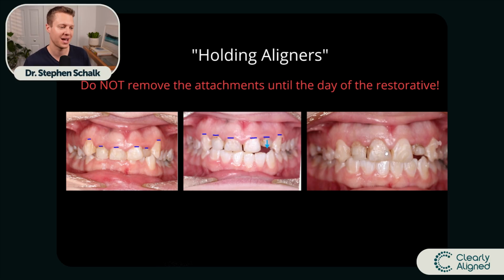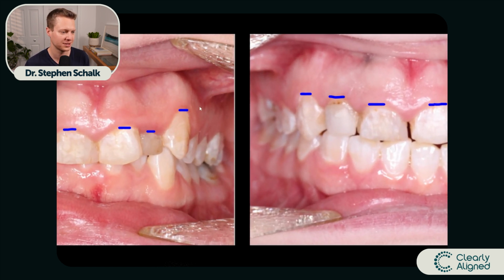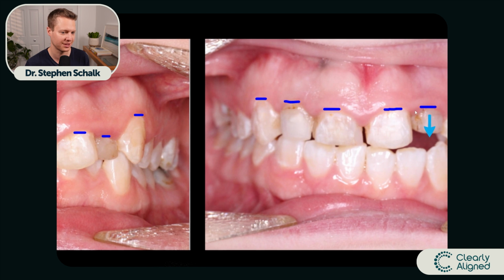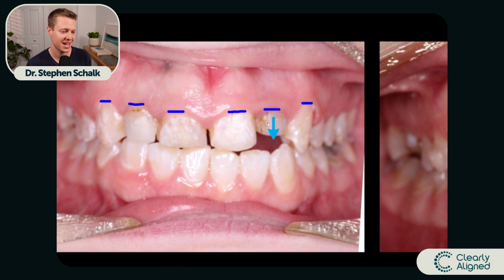Now, one thing that is so crucially important is to make sure if you're going to be doing restorative treatment, do not, I repeat, do not remove the attachments from the teeth, the composite attachments, until you are prepping those teeth and ready to insert the temporary crowns. I want to show you an example of where I did it improperly here, that I spent all this time intruding the lateral incisor to get the gingiva even with the central and the canine, pretty much. And then we took off the attachments.